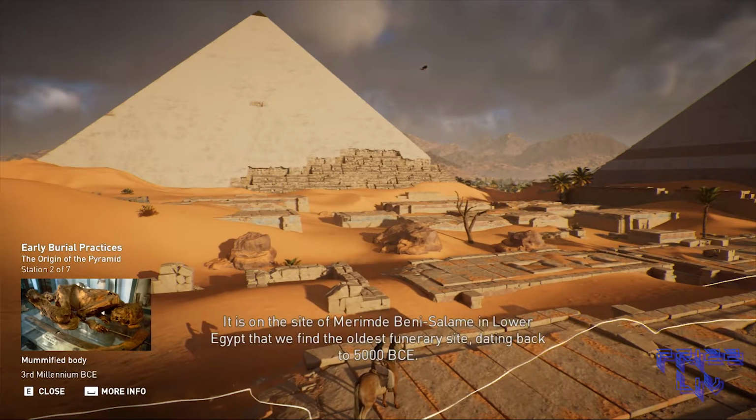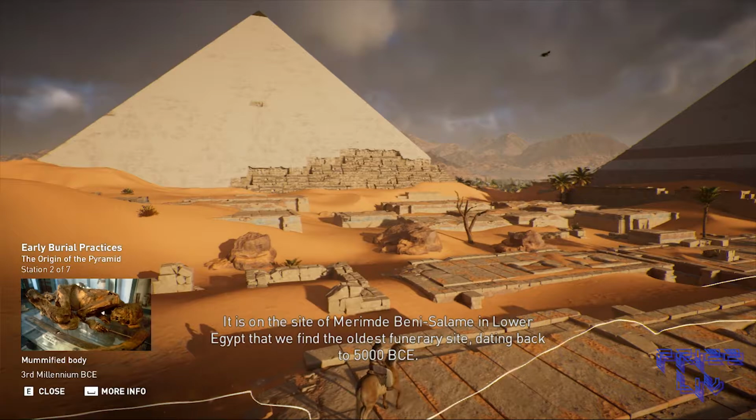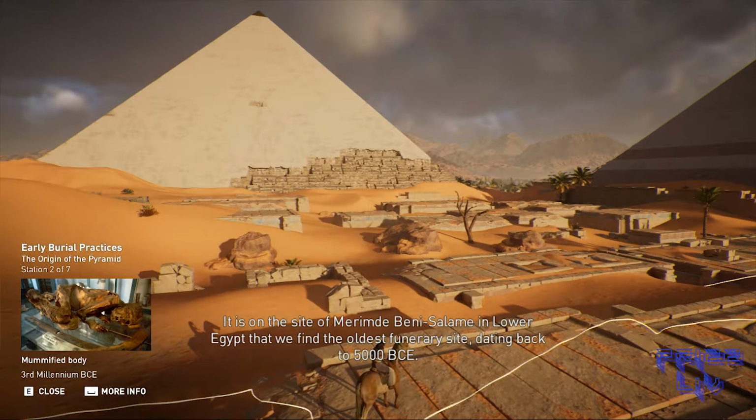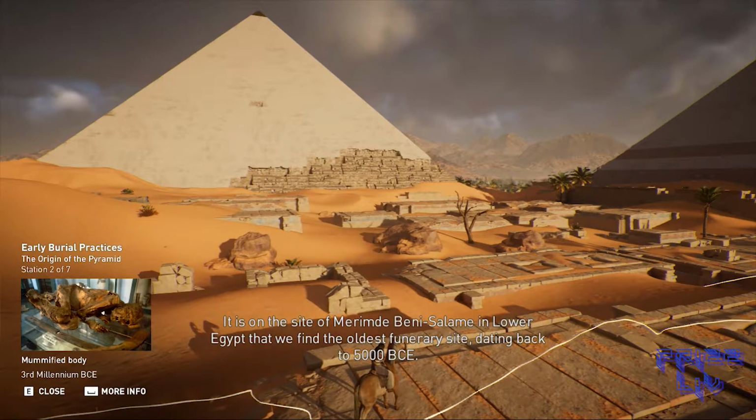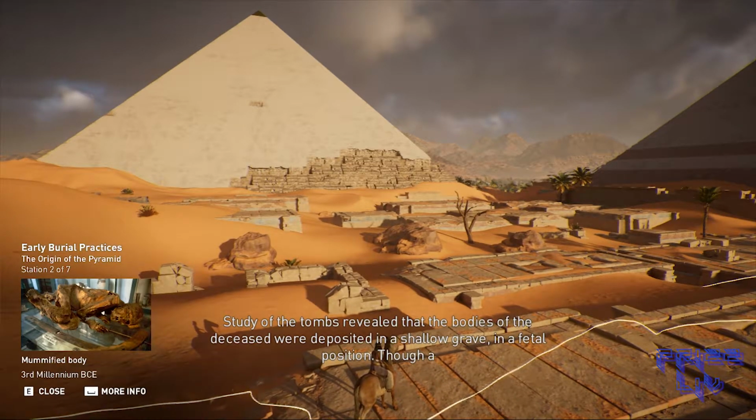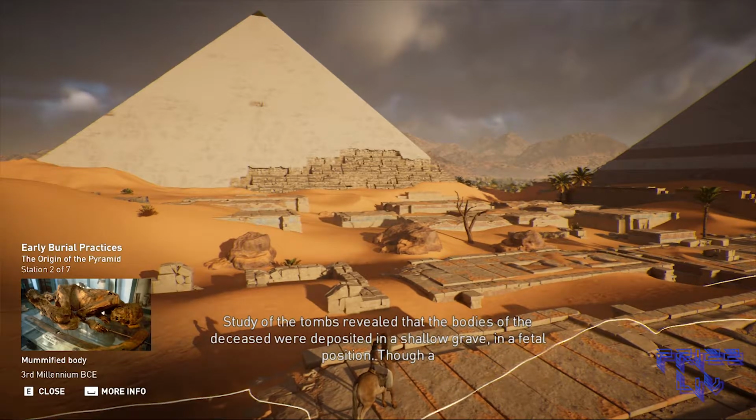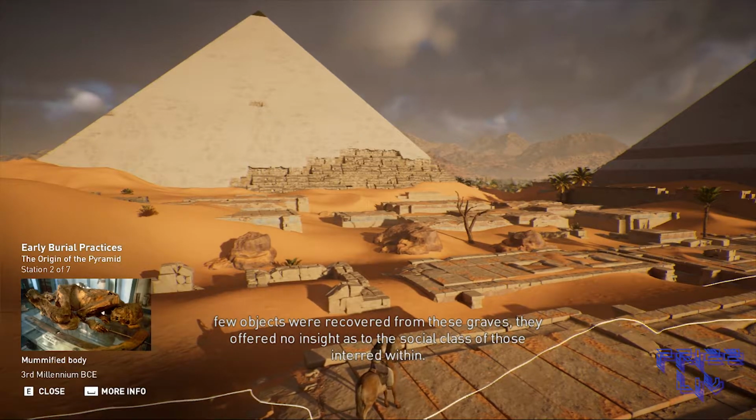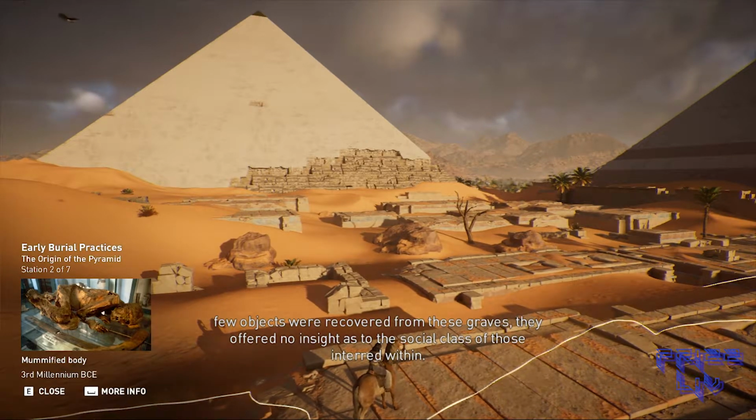It is on the site of Merimde Beni Salame in Lower Egypt that we find the oldest funerary site, dating back to 5000 BCE. Study of the tombs revealed that the bodies of the deceased were deposited in a shallow grave, in a fetal position. Though a few objects were recovered from these graves, they offered no insight as to the social class of those interred within.